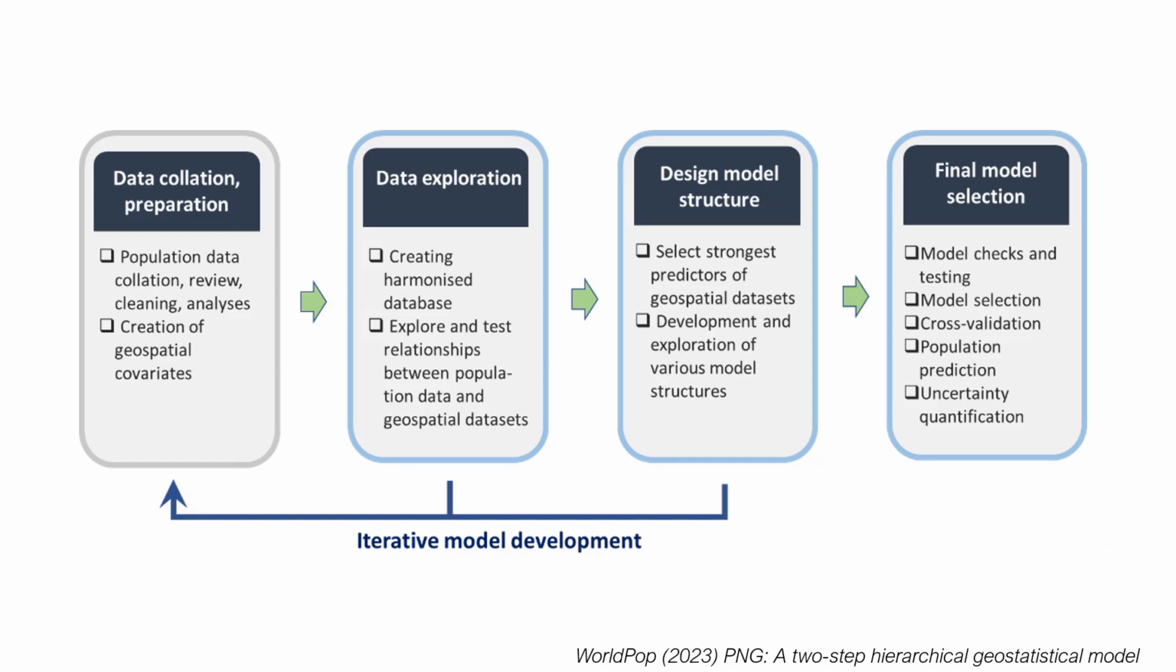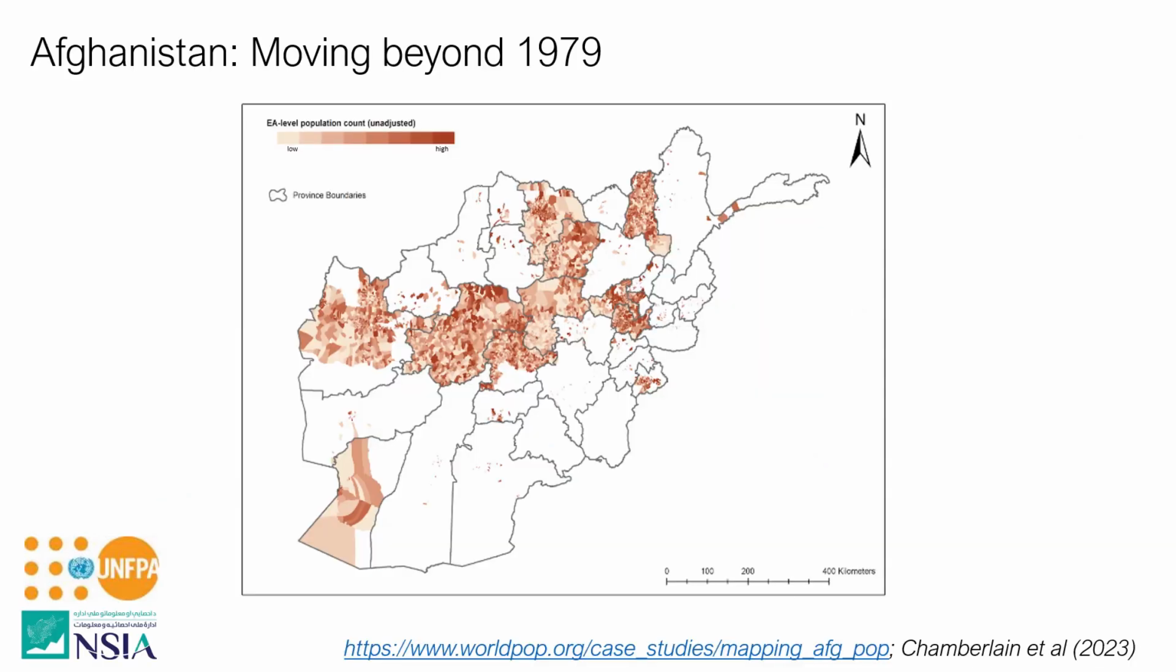And in all the examples I'm going to present, it's very much an iterative procedure where we are working together and seeing what type of data exists, working together on identifying those geospatial covariates, creating and linking those data sets, testing the relationships, selecting predictors, developing and testing different types of models, and then going round and round in circles until we come up with a final model selection. And I'll go through now some examples of where we have worked with governments to do this.